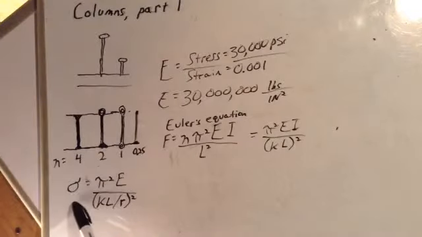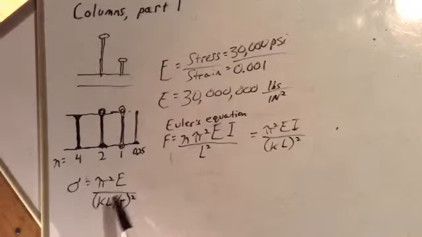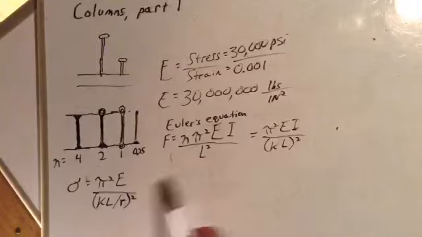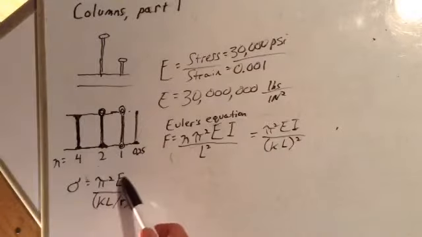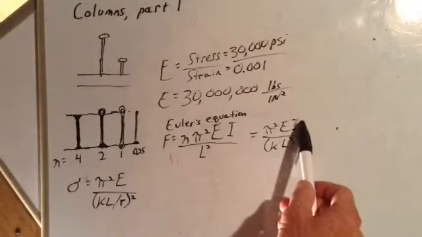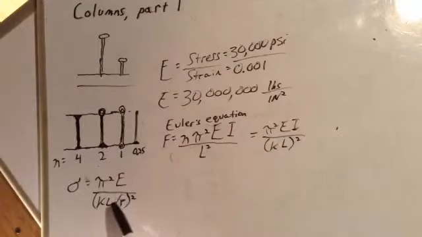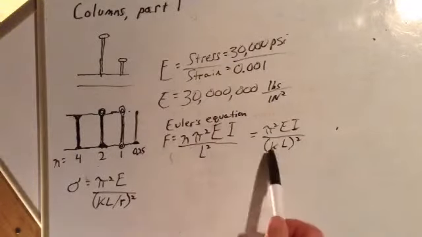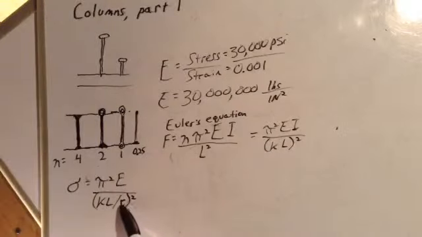The Greek letter sigma is used to talk about the stress in the material of a column. The formula looks sort of like that one. It still has pi squared and the modulus of elasticity, but it doesn't have moment of inertia. In this case, it has the K and the L underneath, but it has this lowercase r, which stands for radius of gyration.